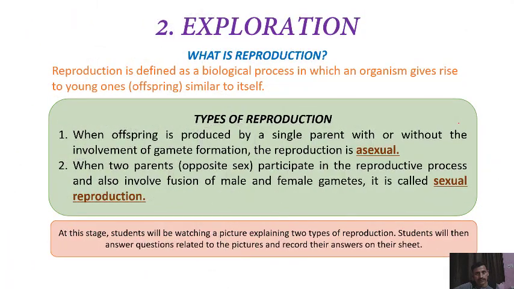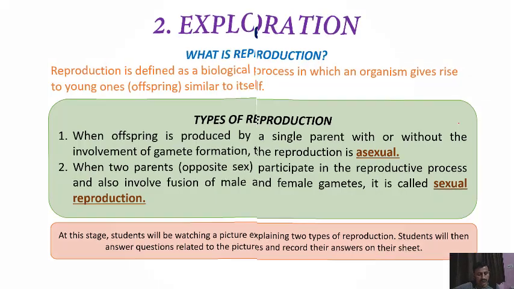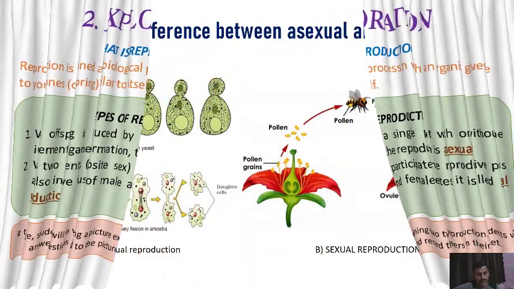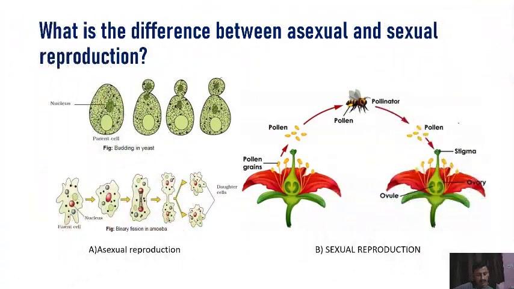Step 2 is the exploration phase of 5E. During this phase, students will be allowed to watch pictures in a PowerPoint presentation explaining reproduction types, the passing of genetic information, and the advantages and disadvantages of sexual and asexual reproduction. Students will then answer questions related to the pictures and note their recordings in their sheets.